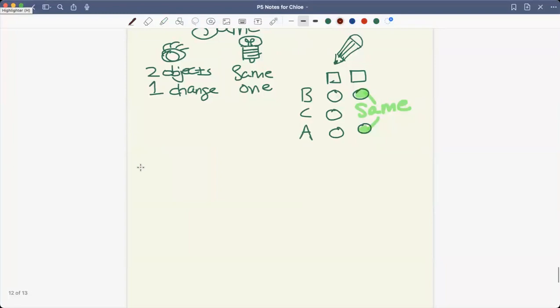Okay, next. Two objects, equal change. You see the word equal change or same change. This one will be under same difference.